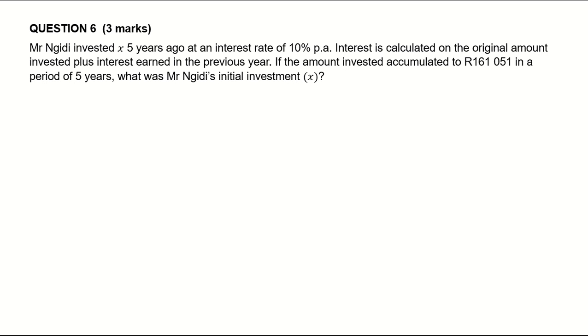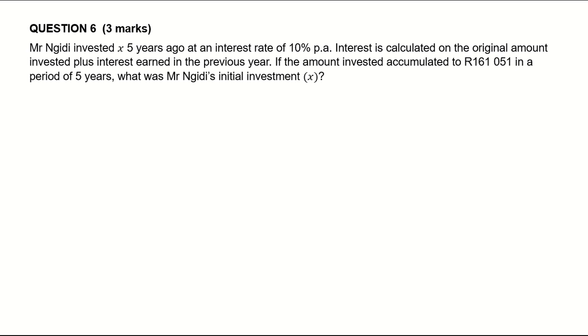Here you needed to just use your compound interest formula where you are told Mr. Ngidi invested X 5 years ago. So X was P, N will be 5, I will be 10%. Interest is calculated on the original amount invested plus interest earned in the previous year, which is where they tell you that it's compounded. If the amount invested accumulates to 161,051, that 161,051 becomes your A, and that is what you will get after 5 years. What was Mr. Ngidi's initial investment?